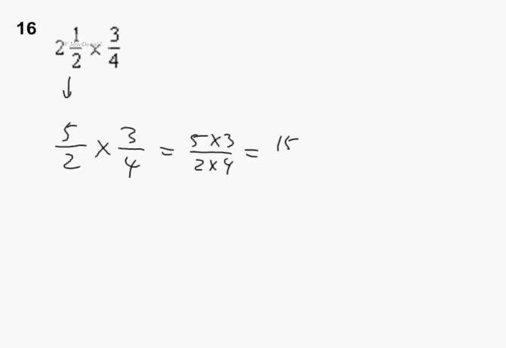Question 16 says 2 1/2 multiplied by 3/4. Again, I'm going to take this and think of it as an improper fraction. I'm going to multiply my numerators and multiply my denominators. I get 15/8, which is going to be 1 7/8.